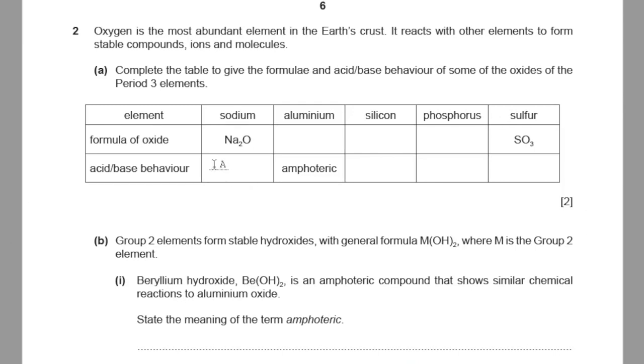So sodium oxide is basic in nature. Aluminium oxide has a formula of Al2O3, and it is amphoteric, meaning it reacts with both acids and alkalis and forms different products with them. Silicon is a non-metal, so when it reacts with oxygen, it forms an acidic oxide. Silicon oxide has a formula of SiO2. Phosphorus has nearly 4 oxides, so you can write any of them. This is also acidic in nature, and so is sulfur trioxide.